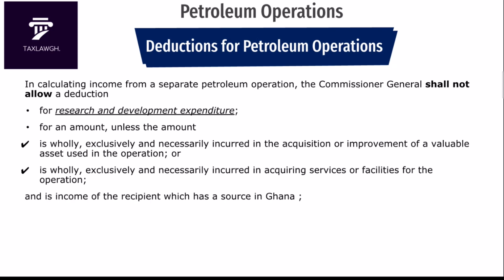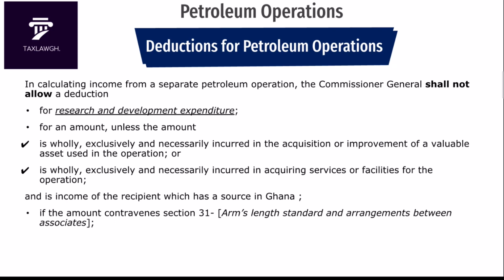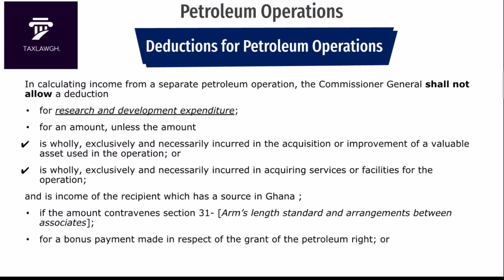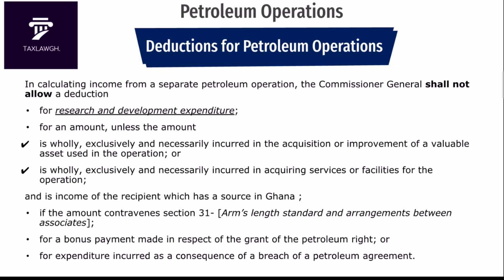And any amount that is income of the recipient which has a source in Ghana, if the amount contravenes the arm's length standard in section 31, and then if the amount is a bonus payment made in respect of the grant of a petroleum right, or for any expenditure incurred as a consequence of a breach of a petroleum agreement. So if you make any of these payments, these amounts cannot be deducted.